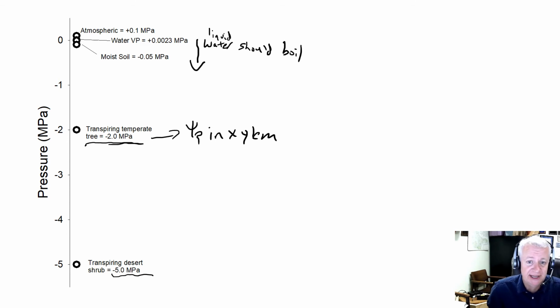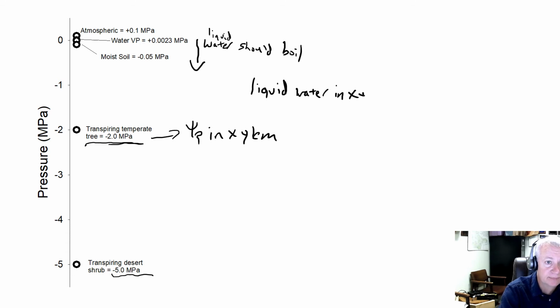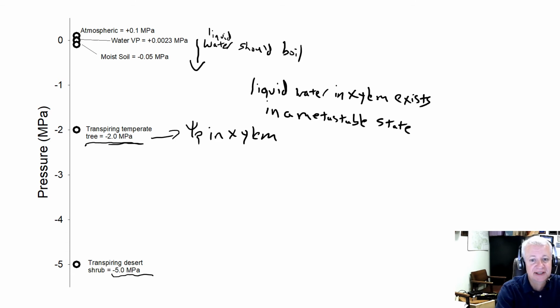Xylem is probably one of the few places in nature where water exists in a liquid state below its vapor pressure. So what that means is, we know the water in xylem is liquid, so liquid water in xylem exists in a metastable state. In other words, due to its pressure, it should be gas, but it's not. It's liquid. And there's a couple of reasons for that. So how is water maintained in that metastable state?